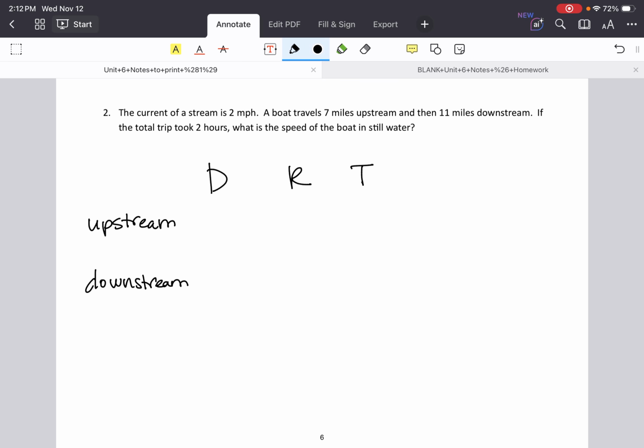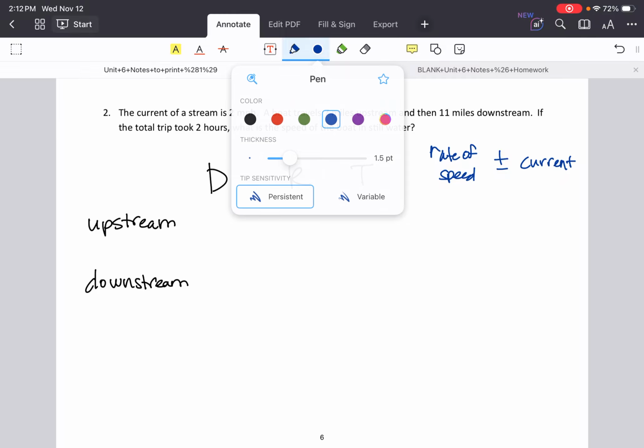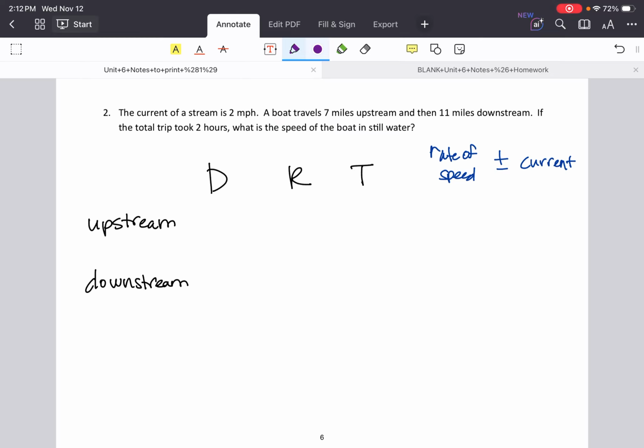Okay, and then you just need to remember that when we have our rate of speed, and it's talking about the wind, the current, our rate of speed is always plus and minus the current. So then we're going to read. It says the current of the stream is 2 miles per hour. Well, when you go upstream, you travel against the current, so it would be your speed minus the current speed. And when you go downstream, you travel with the current, so it would be your speed plus the current.